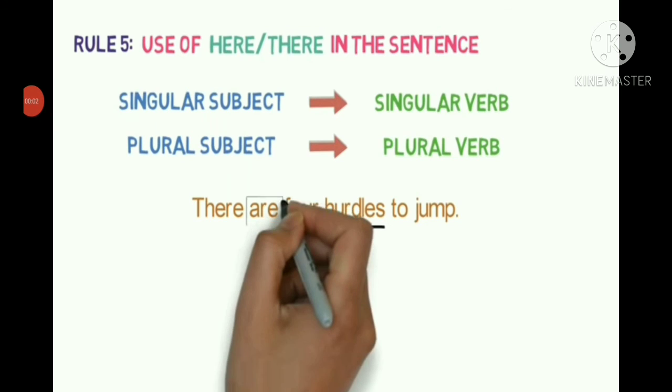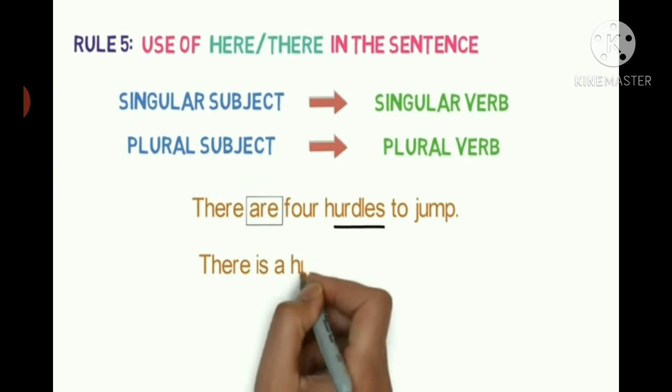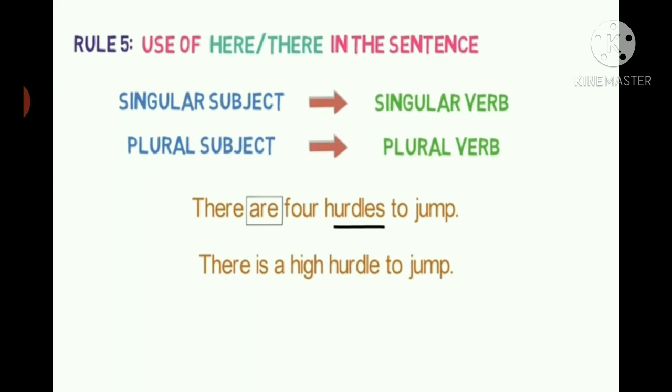Okay. Now next rule, this is rule number 7, not 5. Use of here, there in the sentence. Again, same thing, singular subject, singular verb, plural subject, plural verb. See the example. There are 4 hurdles to jump. Now, how many hurdles are there? 4. That is why are.